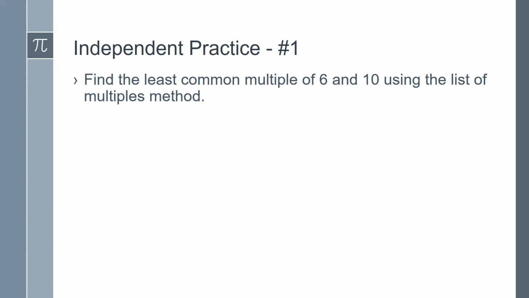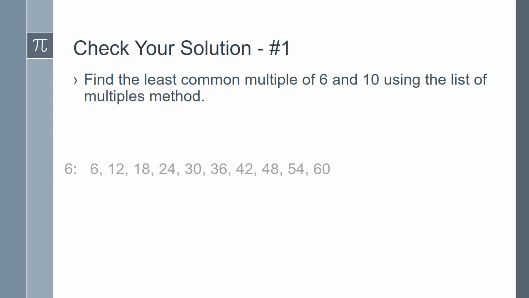Independent practice number 1. Find the least common multiple of 6 and 10 using the lists of multiples method. We'll start by listing the multiples of 6 and then the multiples of 10. Some multiples of 6 are 6, 12, 18, 24, 30, 36, 42, 48, 54, and 60. Some multiples of 10 are 10, 20, 30, 40, 50, and 60.